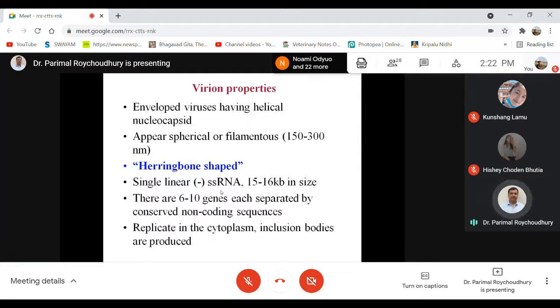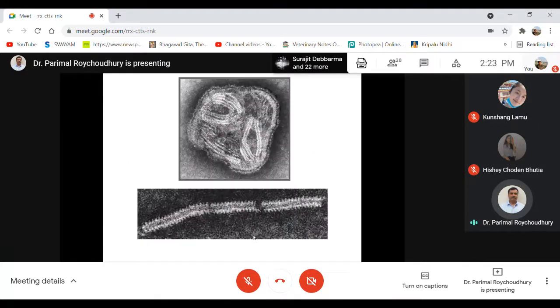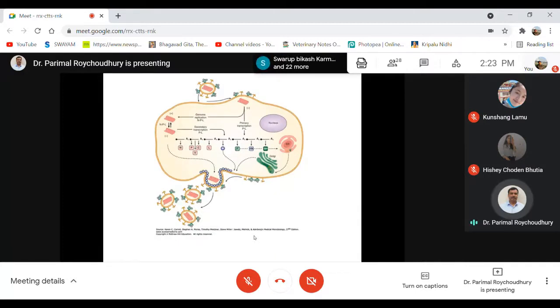Interestingly, there are intergenic spaces in between the individual genes. They don't have an operon-like arrangement. Rather, the genes are separated by conserved non-coding sequences in between. They replicate in the cytoplasm and produce inclusions when they grow inside the host cells.